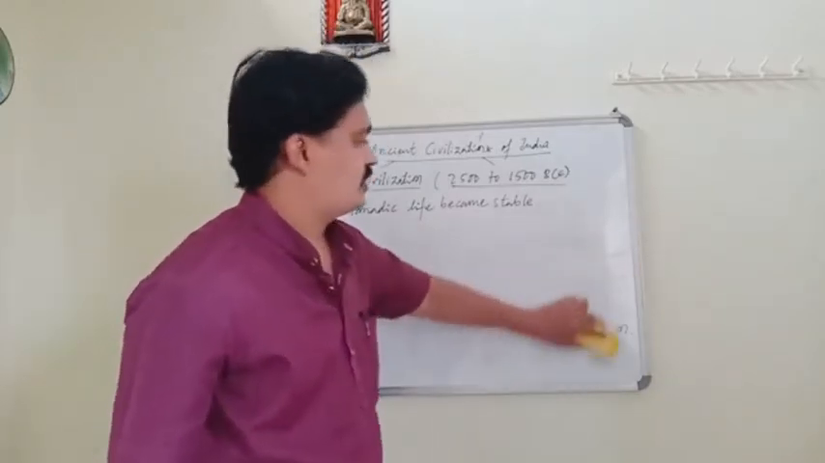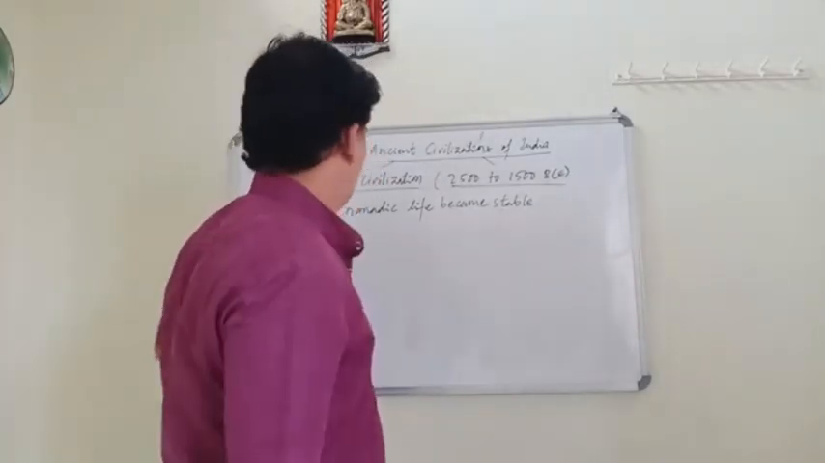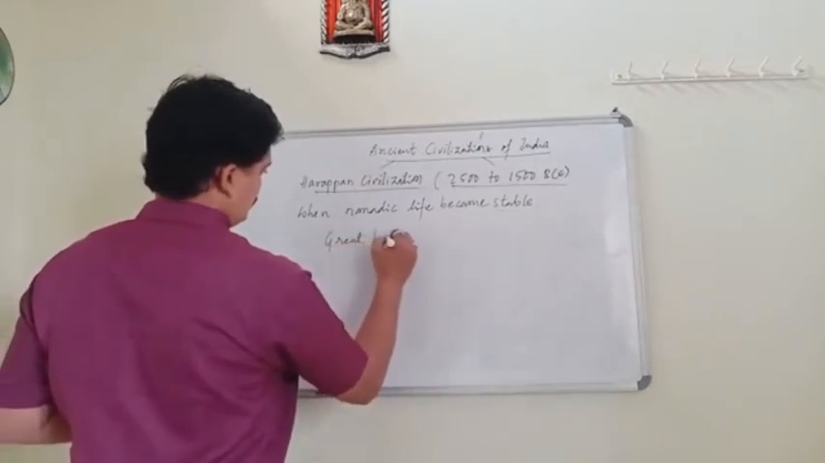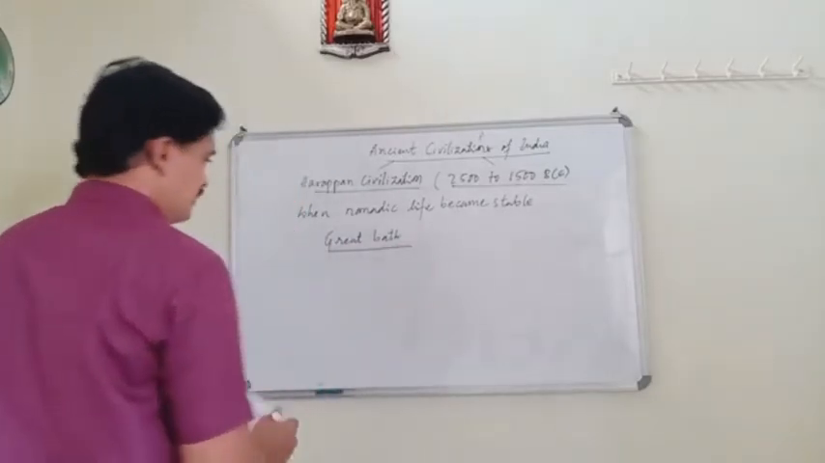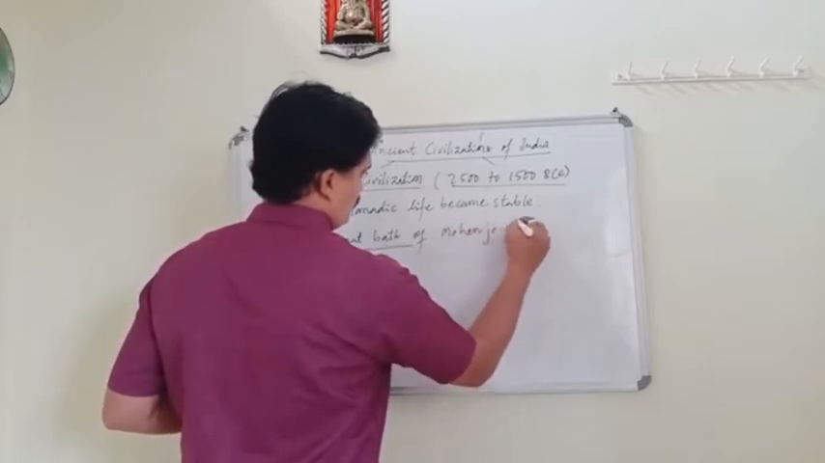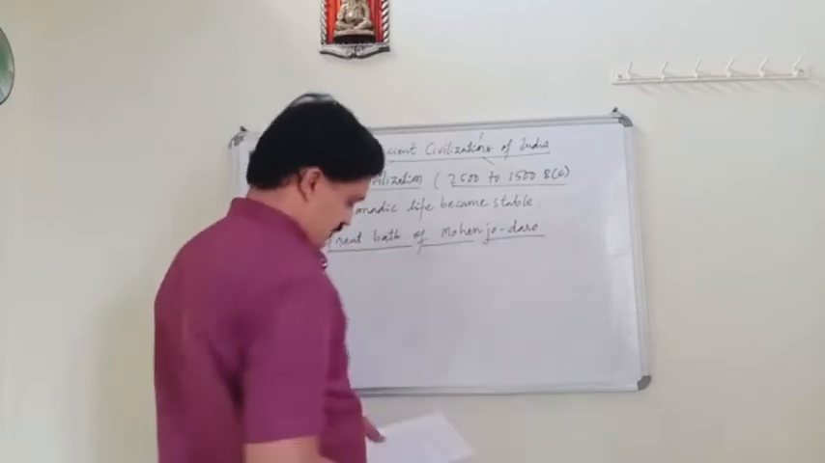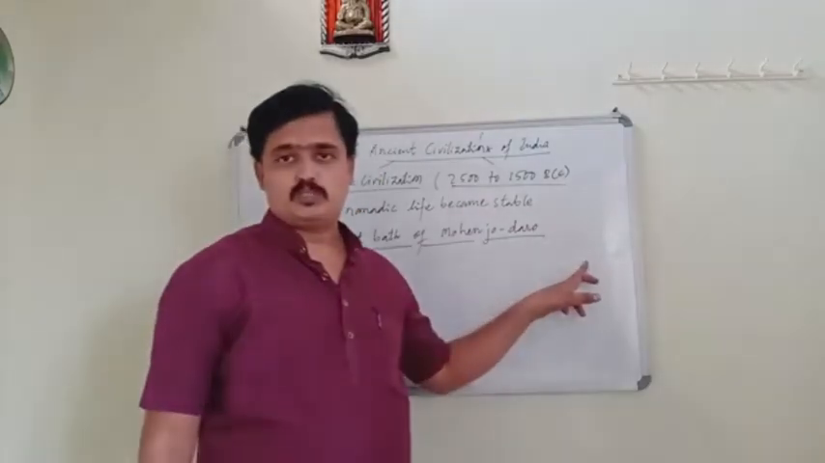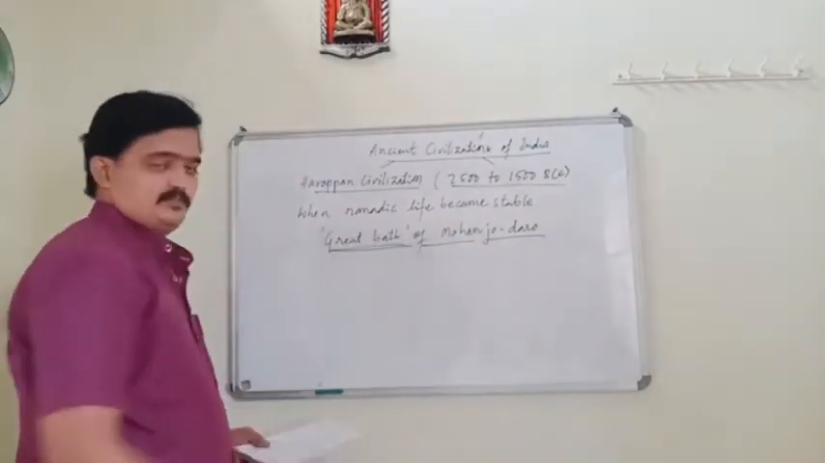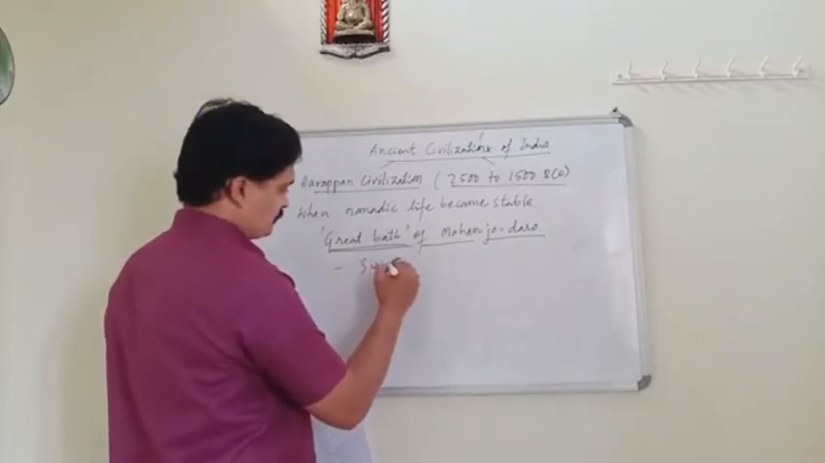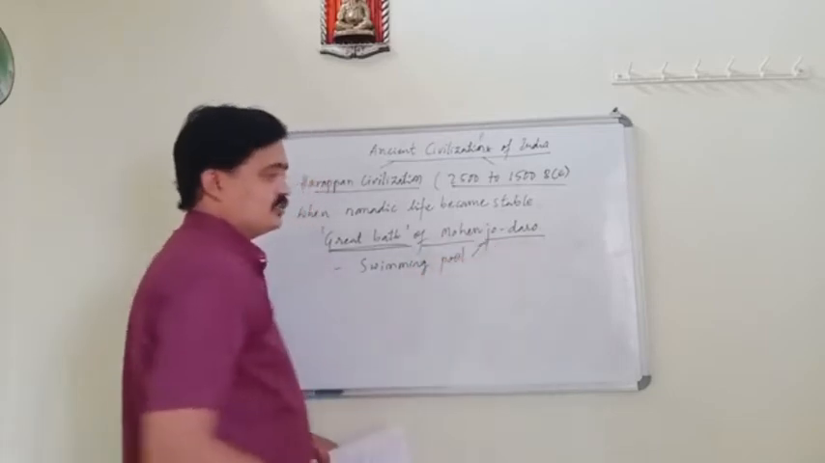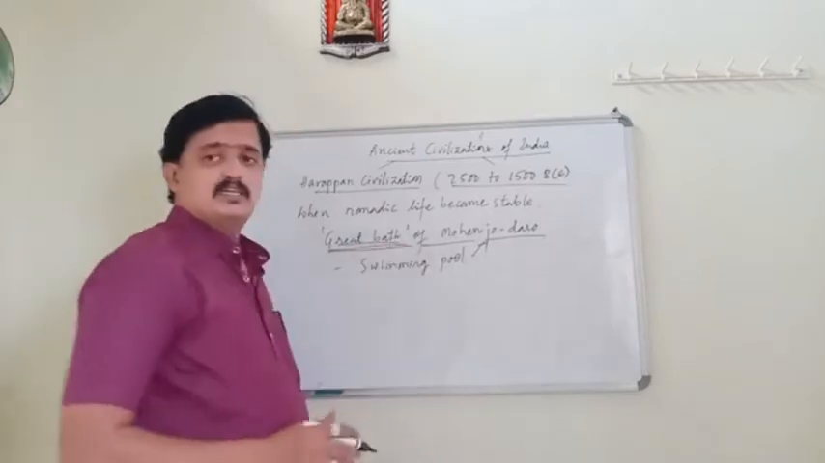It was found in the place called Mohenjo-daro. The Great Bath of Mohenjo-daro is the swimming pool at Mohenjo-daro, which is known as the Great Bath.